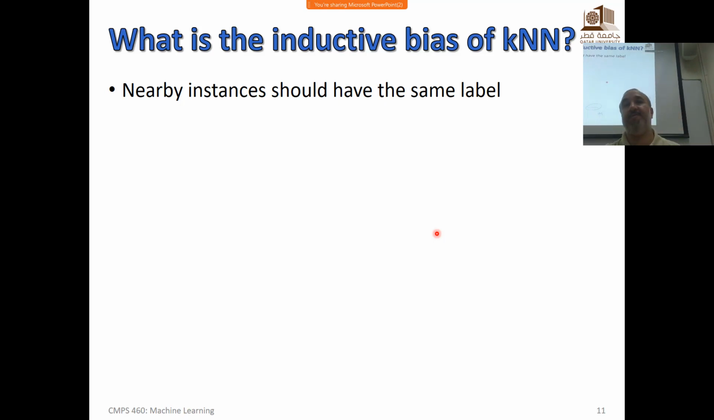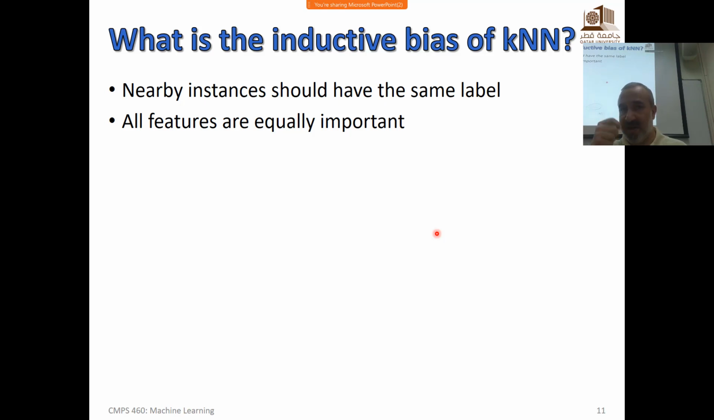There is another one, which is that all features are equally important. What do we mean by that? Let me ask you about decision trees. When we make predictions in decision trees, are all the features equally important?